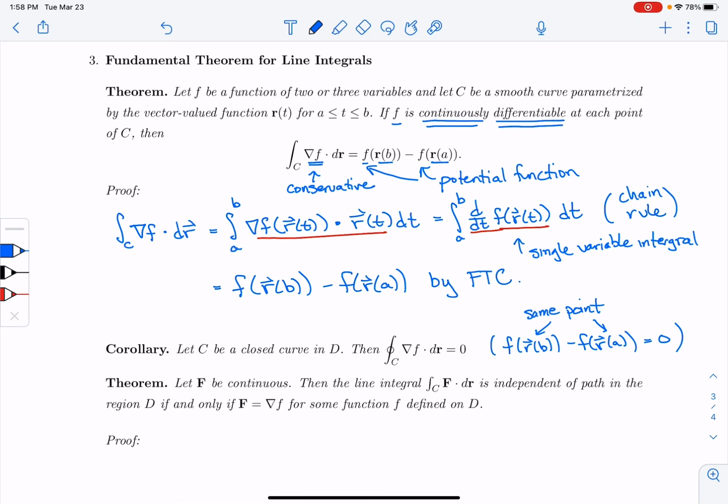So in the next part of this video, we'll talk about how this relates to path independence and conservative vector fields.